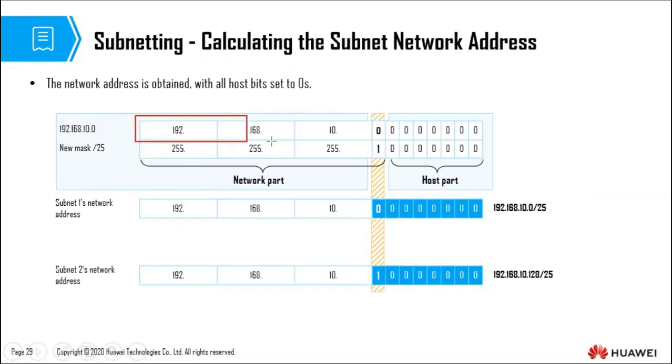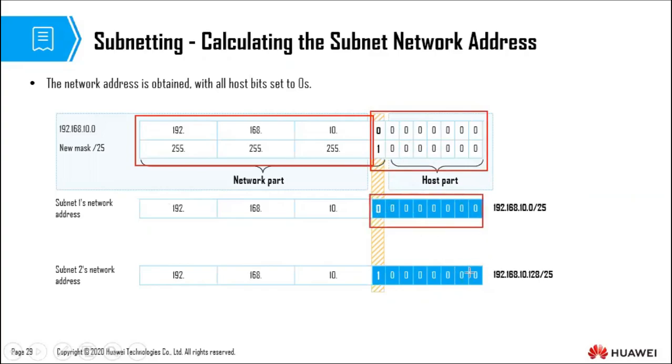For all the parts where we have 255, it's just going to remain the same, right? So you only need to change the last part into binary. Then you do a logical AND of that. So when you do that logical AND, you get all zeros, and therefore the network address is going to be that.